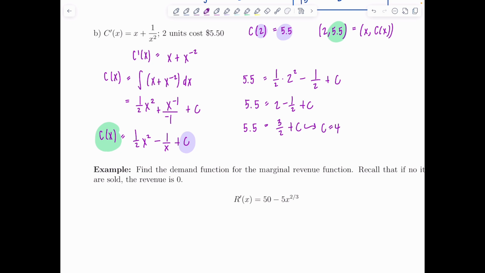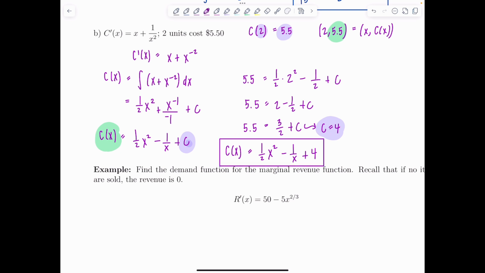Okay, that's it. So let's put it all together. C of x, this guy, right? C of x is going to be 1/2 x squared minus 1 over x plus 4. Lovely, fabulous. Okay, last one.